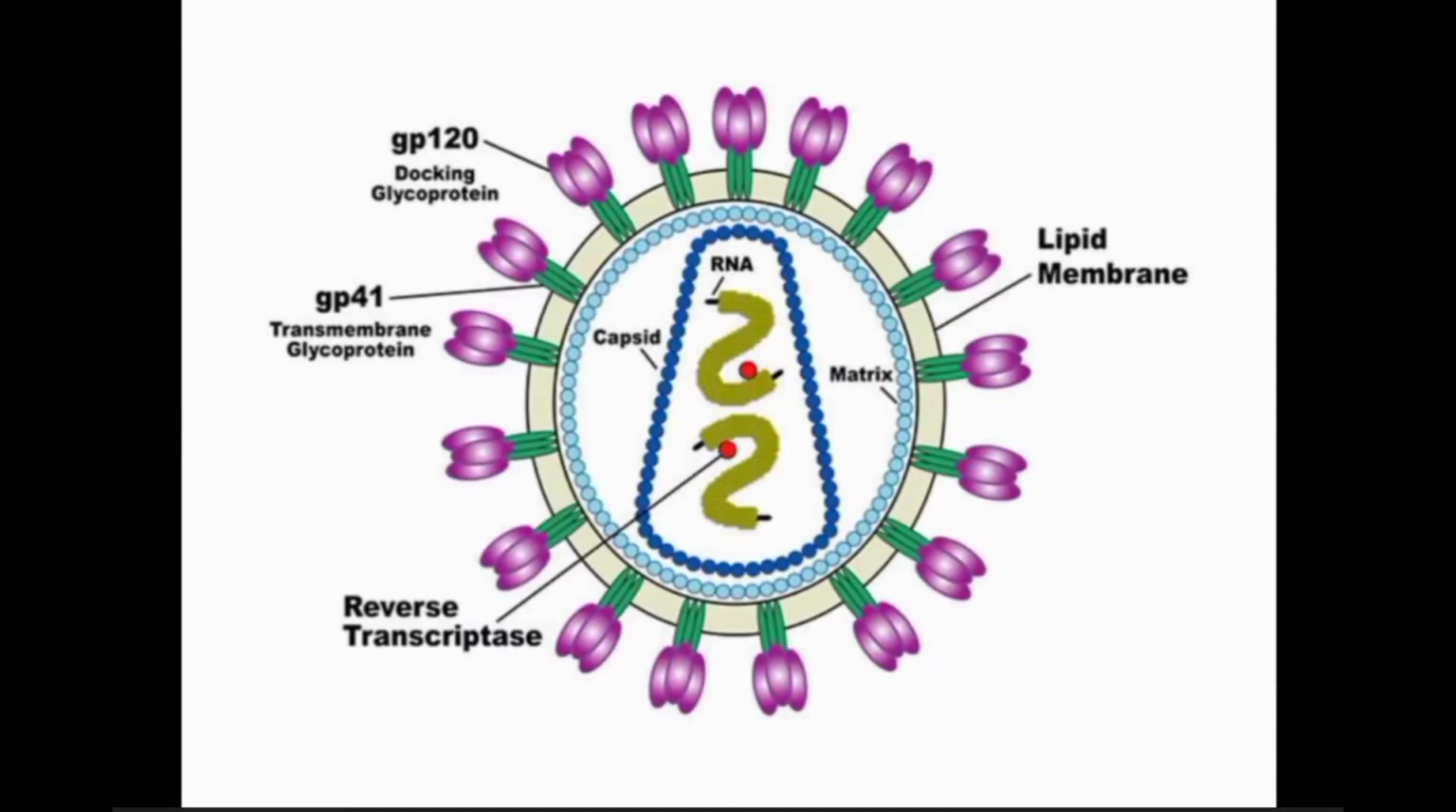This is the structure of the virus. The virion of a retrovirus consists of enveloped particles about 100 nanometers in diameter. The outer lipid membrane envelope consists of glycoproteins. The virion also contains two identical single-stranded RNA molecules, 7 to 10 kilobases in length, and reverse transcriptase.